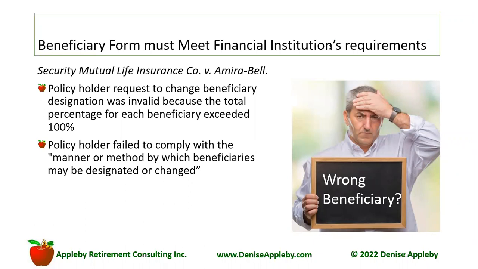In this case, the policy owner updated the beneficiary form, and the percentage allocated to each beneficiary did not add up to 100. So when the policy owner died and those beneficiaries went to claim their benefits, the issuer said no, the old beneficiary form that was on file before this one is the one we have to use, because the new form was rejected because it didn't add up to 100. Can you believe that?